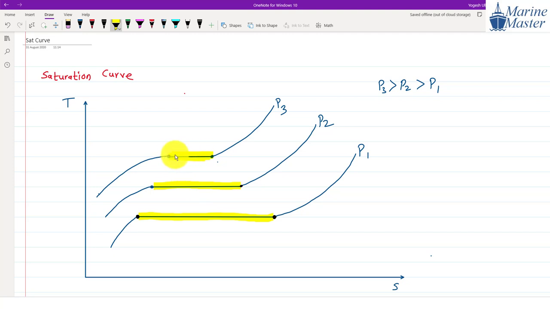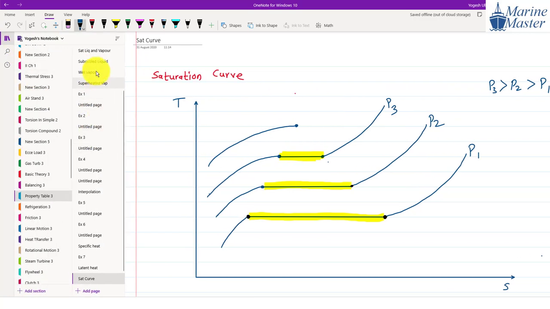And then there is one pressure at which we will not get a wet vapor. At one particular pressure, what will happen? We will not get this region, which means liquid directly converts into steam.